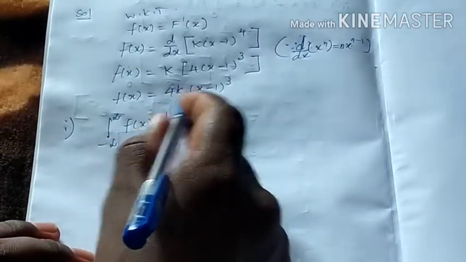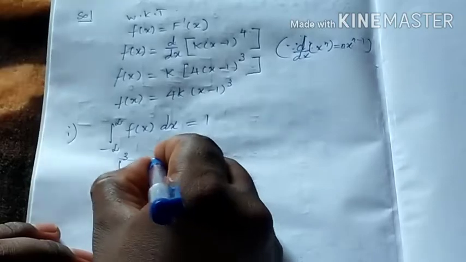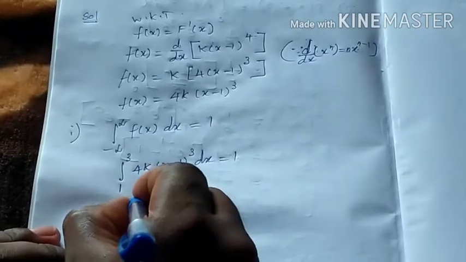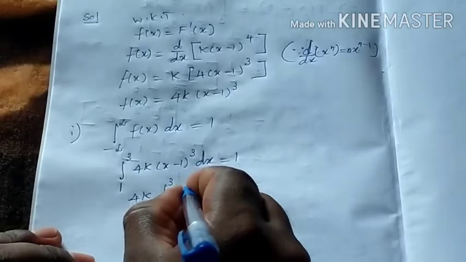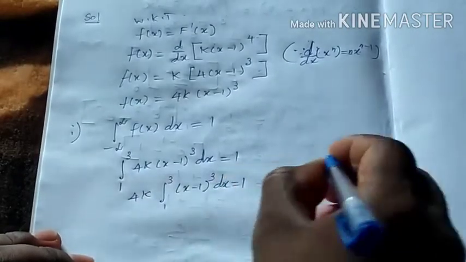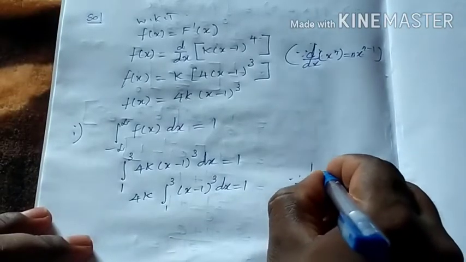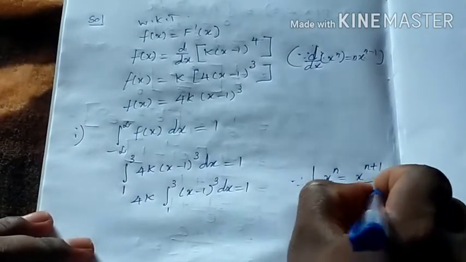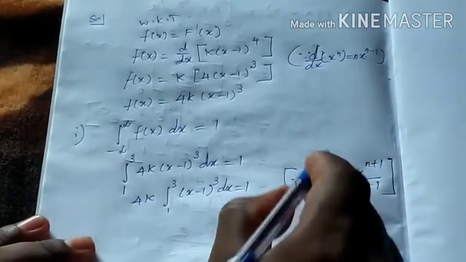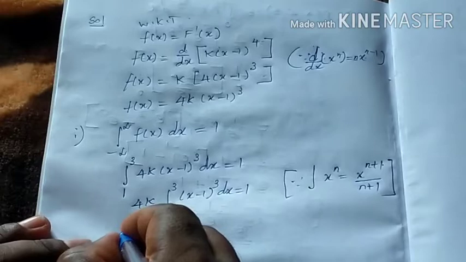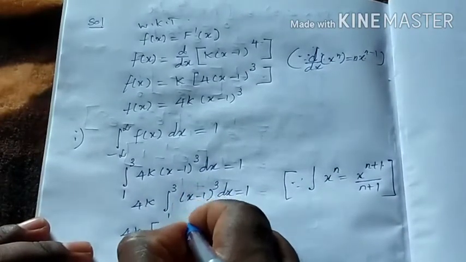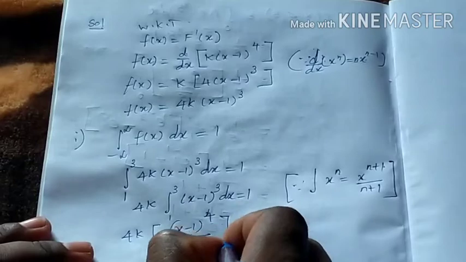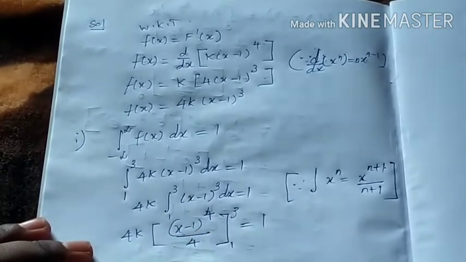Now small f of x equals 4k into (x minus 1) power 3 into dx equals 1. 4 and k are constants. So 4k times the integral from 1 to 3 of (x minus 1) power 3 dx equals 1. Since the integral of x power n equals x power n plus 1 divided by n plus 1, this is the integration formula. So 4k into (x minus 1) power 3 plus 1, that is power 4, divided by 3 plus 1, that is 4, with limit value 1 to 3, equal to 1.